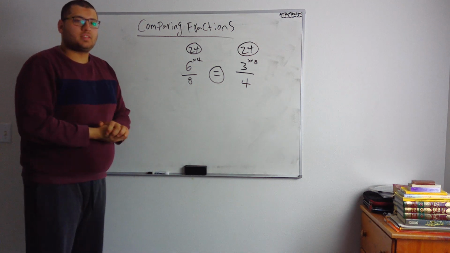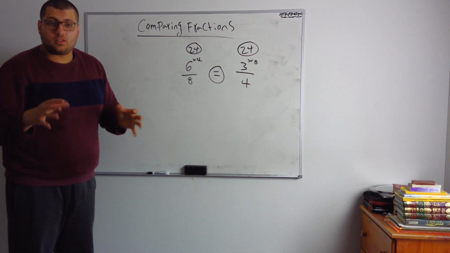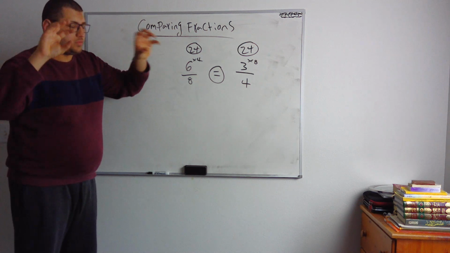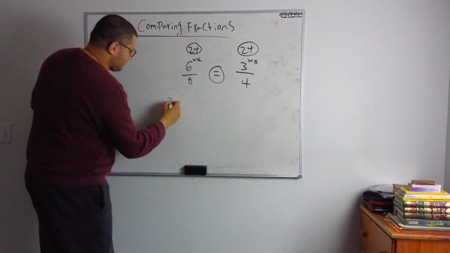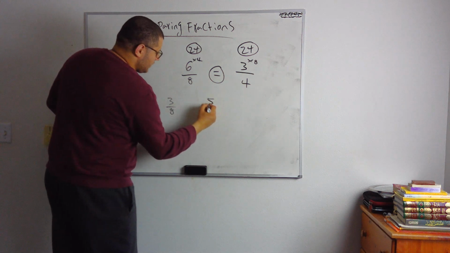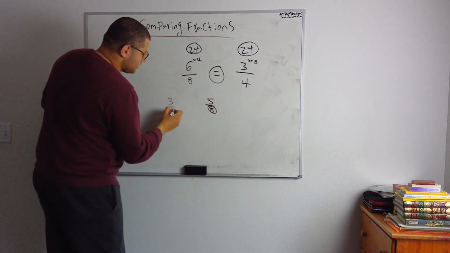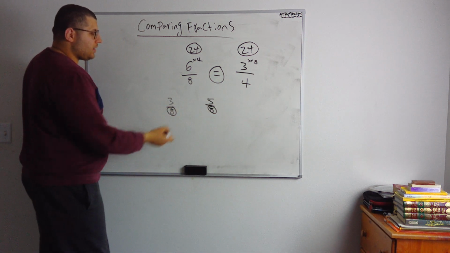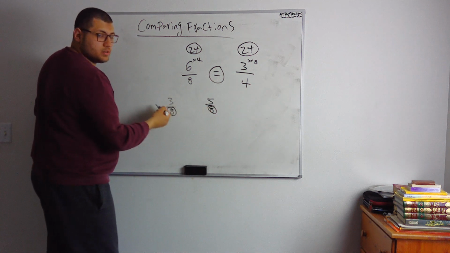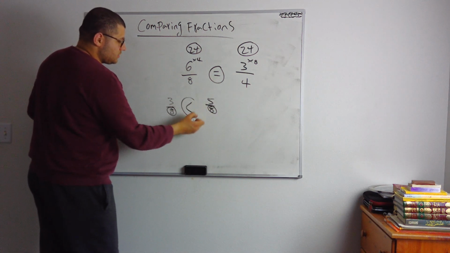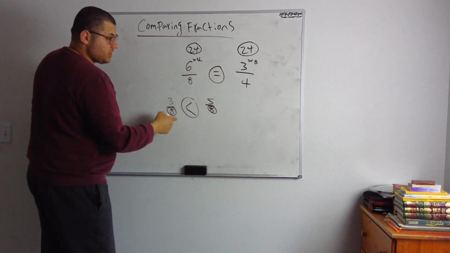Simple process, guys. If the denominators are the same, it's easy. Let's say we have 3 out of 8 and we have 5 out of 8. The denominators are the same. So all we have to do is look at which numerator is bigger. This numerator is bigger than this. So this fraction is bigger than this fraction.